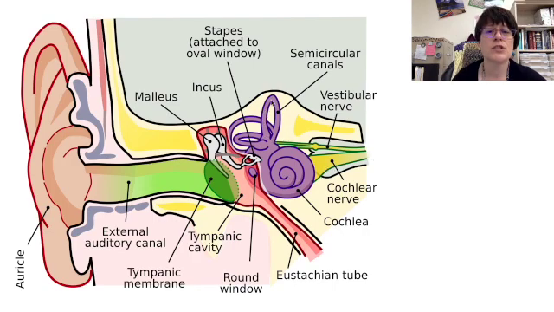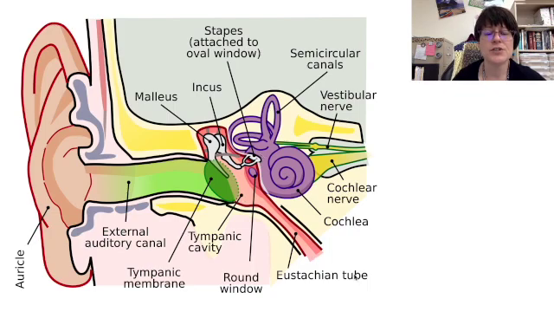Now, these semicircular canals are important for balance. They are filled with fluid, and this vestibular nerve will take impulses to your brain concerning your balance. So if you start to feel dizzy, it's due to something with these semicircular canals.